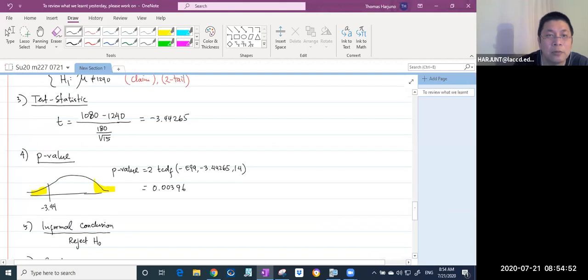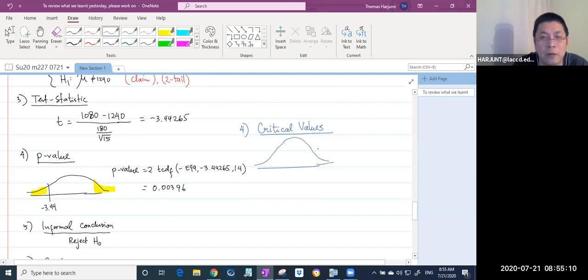Then how about the p-value? How about the critical value? Because it's two tails, it's critical values. We need significance level 5% for two tails, so it's 2.5% here and 2.5% here. The t critical equals plus minus inverse t 0.975, degree of freedom 14.